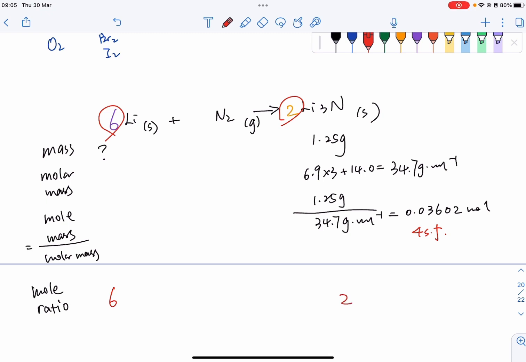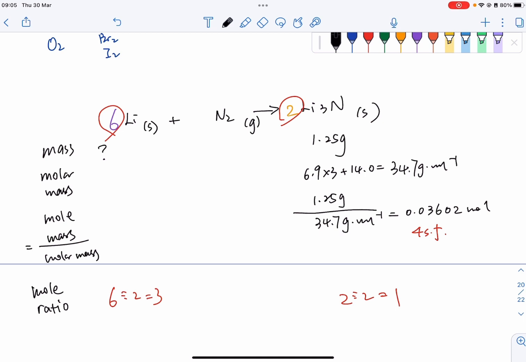Can I simplify it? You should have learned the factors, right? Is there a factor that's in between these two? We can divide both by 2, then the left one will be 3, right one will be 1, right? So we do it with the 3 to 1 ratio here. Or you can also use 6 to 2. The calculation steps will be exactly the same. And then if we want to get the mass, then we have to know the moles, molar mass, and the mass, right? So let's calculate the moles of lithium first.